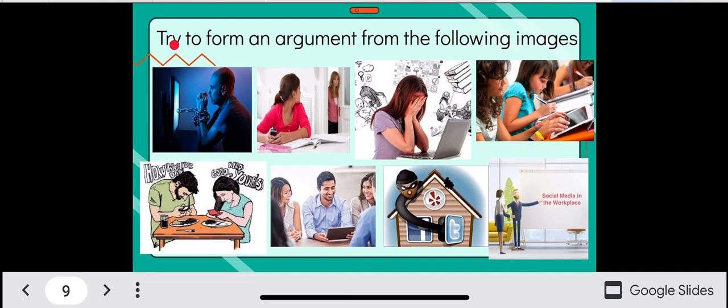So an argument that can be made here is that social media has many social effects. For example, social media has many social consequences, let's say, on the people, on adults, to be specific. So my first claim can be, for example, that it can ruin family relationships, and I can use this picture as a claim.